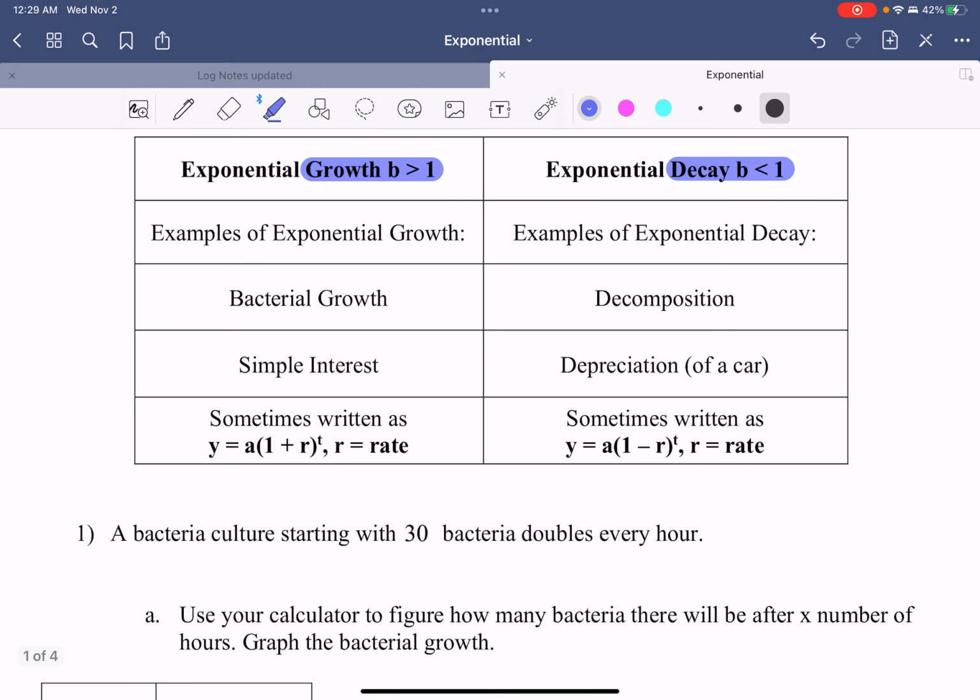An example of exponential growth would be bacteria growth, or we saw it especially during COVID where it just grew exponentially and then everybody had it. And then exponential decay: decomposition, or depreciation of a car. You probably haven't bought a car yet, but when you do, you'll learn that as soon as you drive off the lot, your car is already worth a lot less than what you paid for it. And the more you drive a car, the less it's worth. So that decreases in value exponentially.